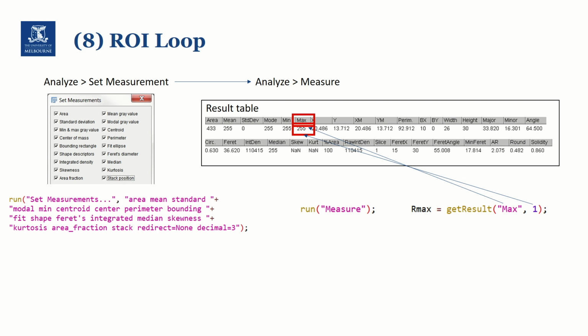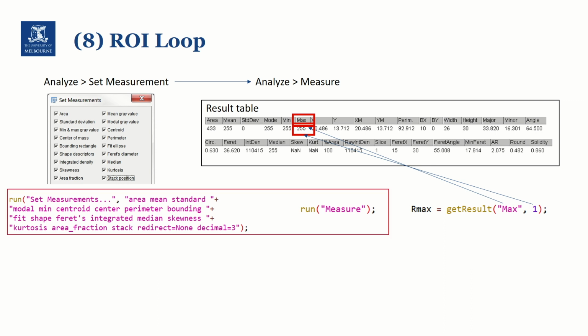This combination works as it is, but the setMeasurements line can be too long, and also for the getResult function, we need to know on which row our data is located. So this can be quite complicated and lots of things to think about. This process can be simplified with a function called List.setMeasurements.